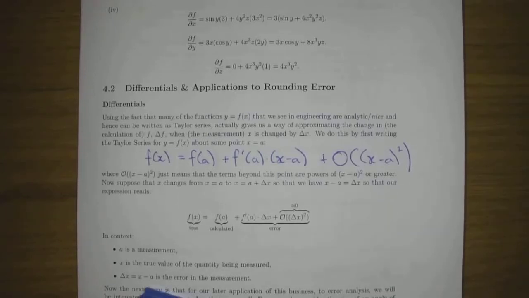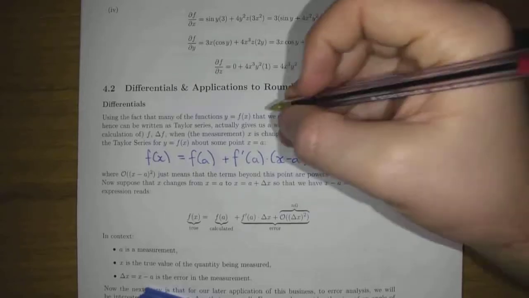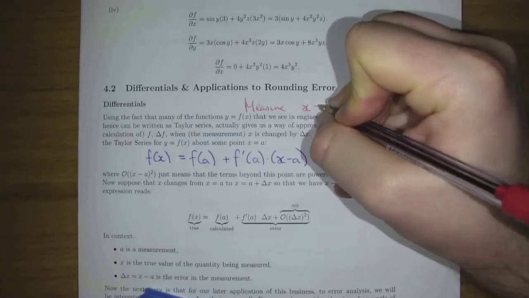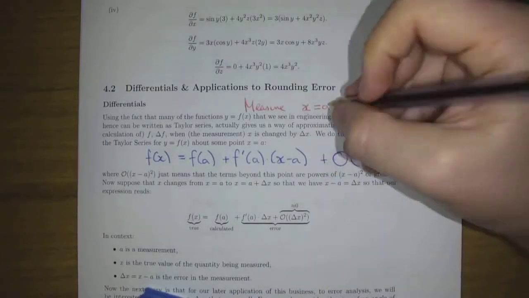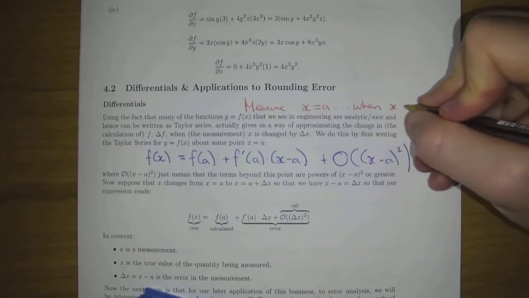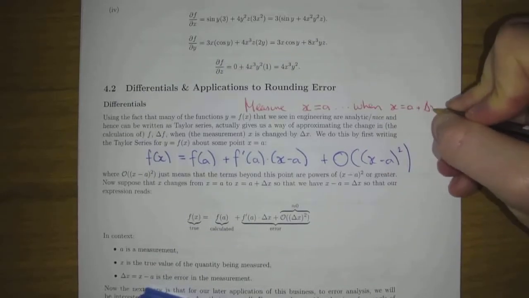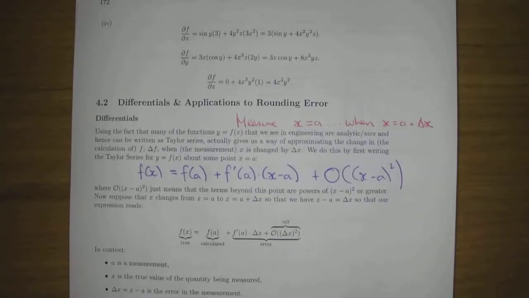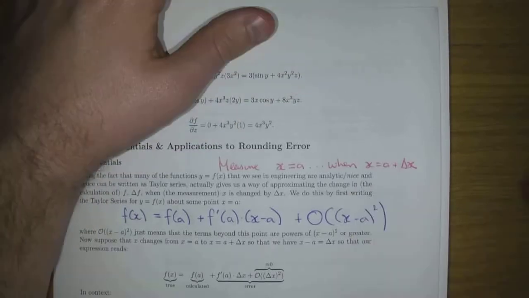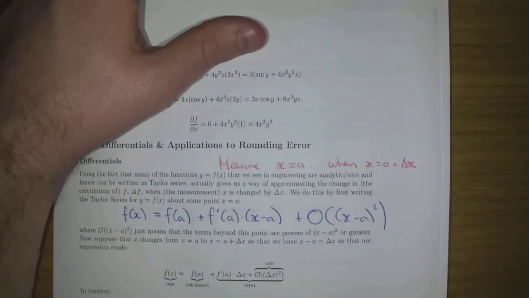So what we're saying here is, is this still technical? No, it's going to be something like measured x is equal to a, when x is in fact equal to a plus delta x. So the idea here, if we kind of give an idea here, for example, suppose this is the measurement and this is the true value.